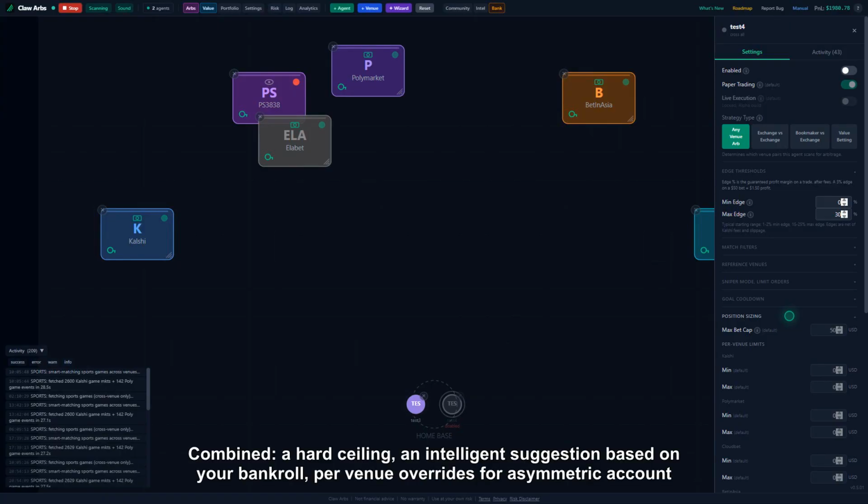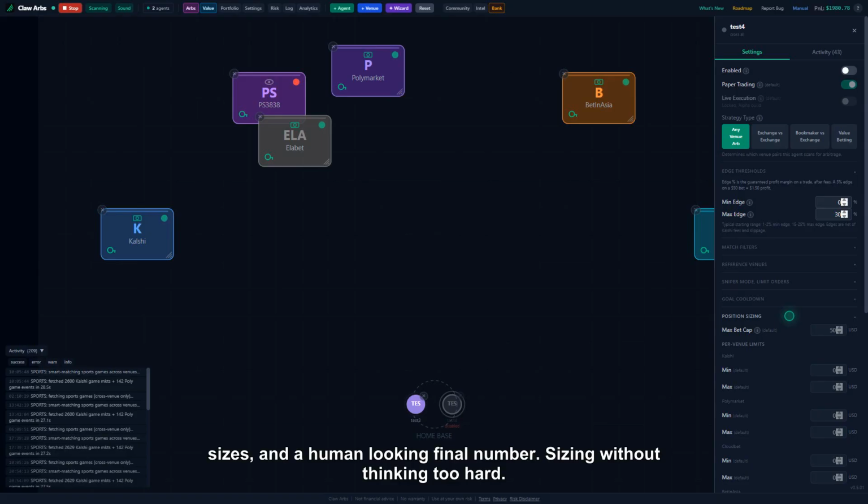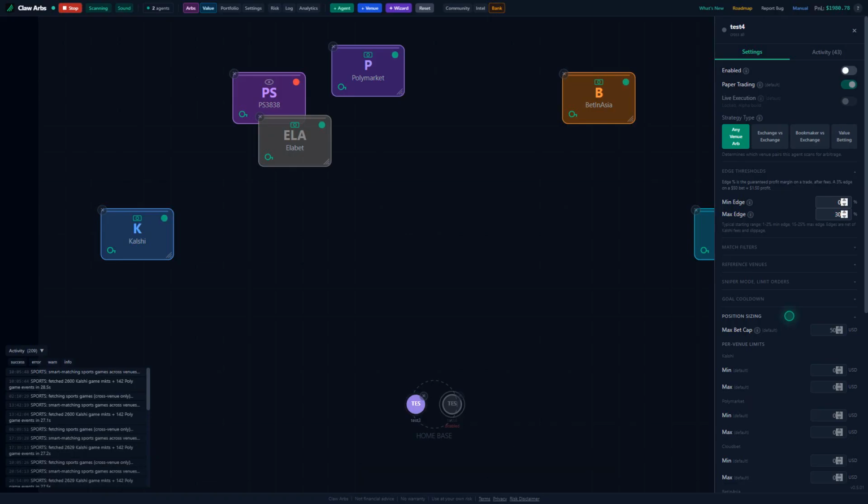Combined, a hard ceiling, an intelligent suggestion based on your bankroll, per venue overrides for asymmetric account sizes, and a human-looking final number. Sizing without thinking too hard. Onto account longevity.